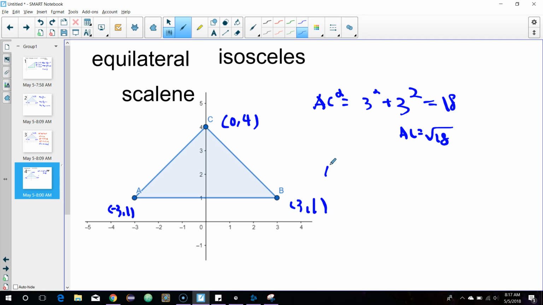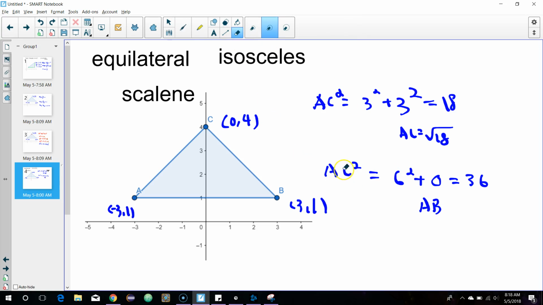After that, I'm going to find AC. AC is the one down here. The difference of the x value is going to be 6, between -3 and 3. The difference between 1 and 1 is 0. So that's going to be 36. Sorry, it's too early. I shouldn't do this, but I want to have my Saturday, instead of doing this. So the square root of 36 is going to be 6.